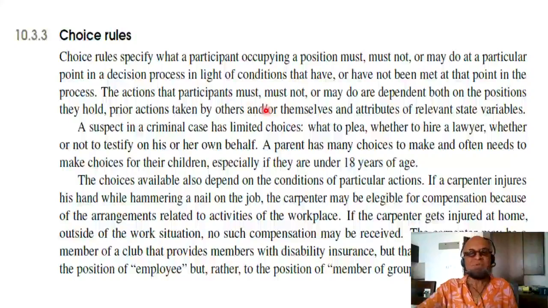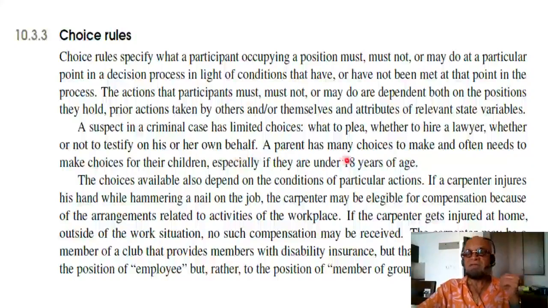The actions that participants must not, or may do are dependent both on the positions they hold, prior actions taken by others and or by themselves, and attributes of relevant state variables. Again, complicated sounding, but intuitively you know exactly what that means. A suspect in a criminal case has limited choices, for example, what to plead, whether to hire a lawyer, whether or not to testify on his or her own behalf.